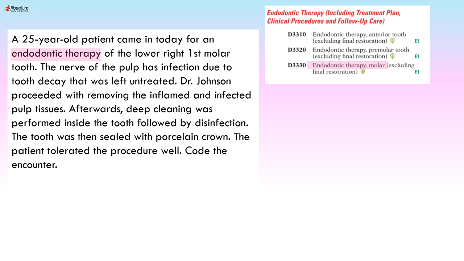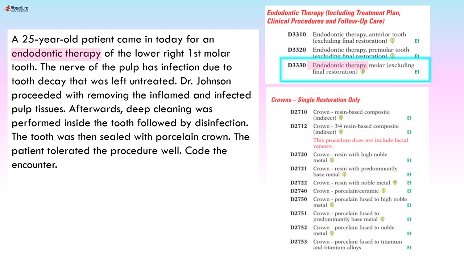Look here, coders. I'm going to take you to this next slide. They did seal that tooth. There was a restoration performed, and they sealed that tooth with porcelain crown. And since D3330, the endodontic therapy code, did not include the final restoration, we have to code for the restoration of that particular tooth. In our case, we have to code for porcelain crown.